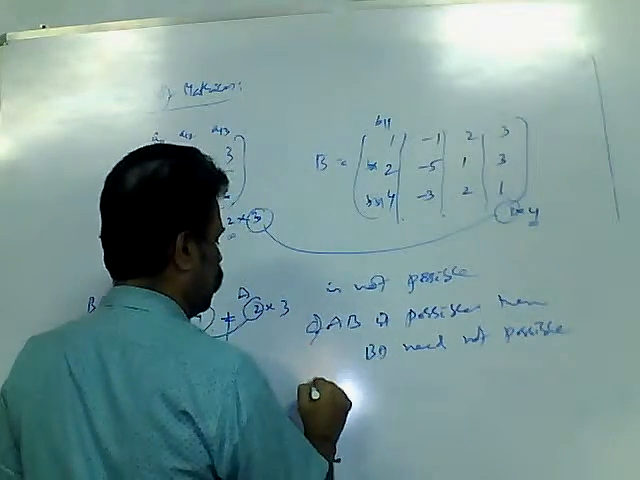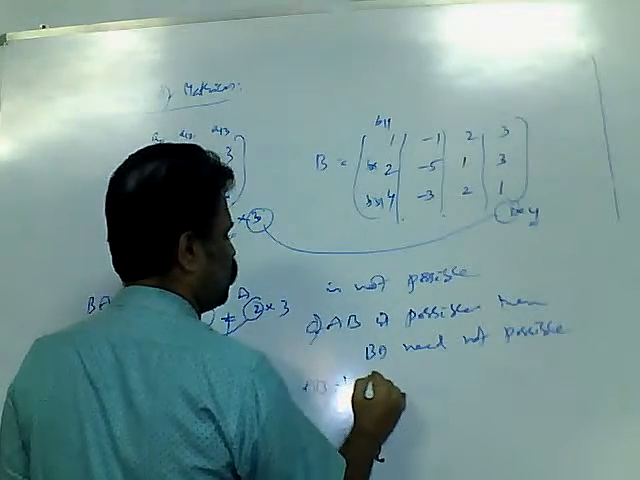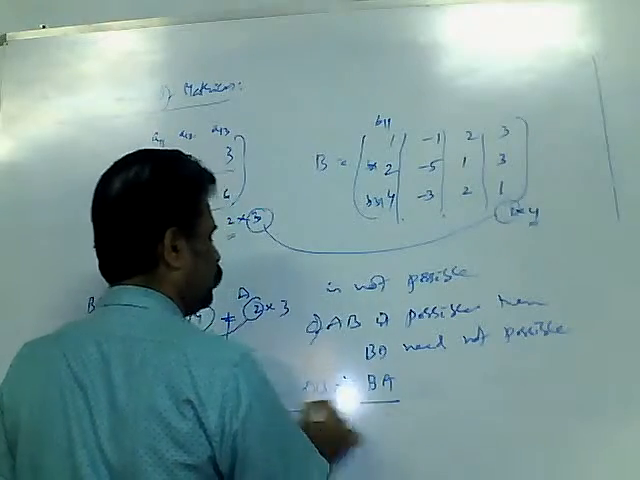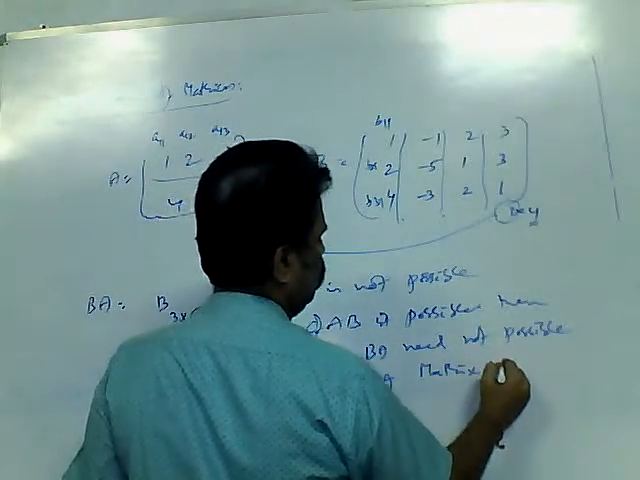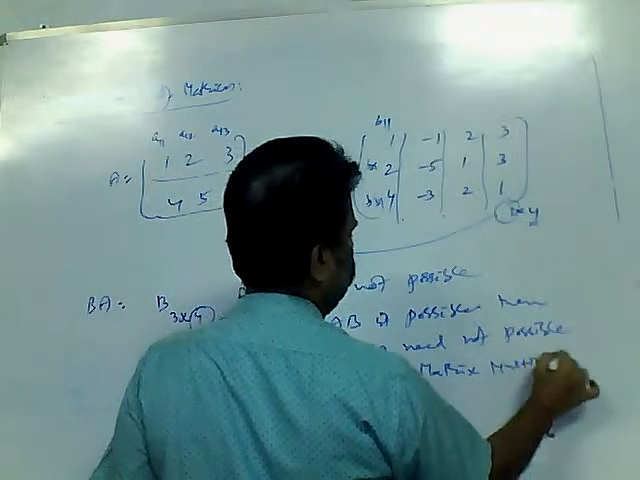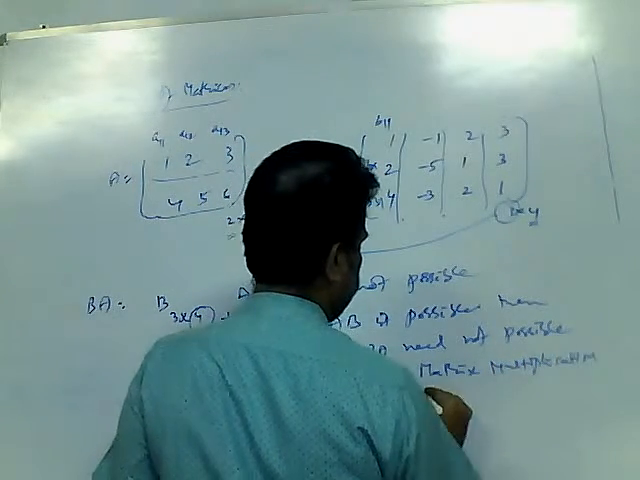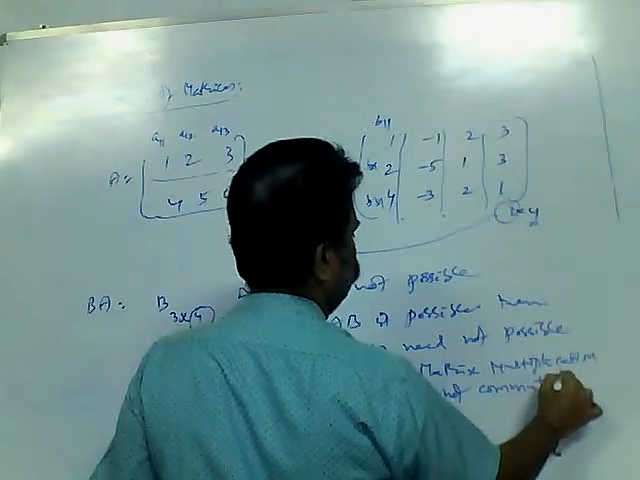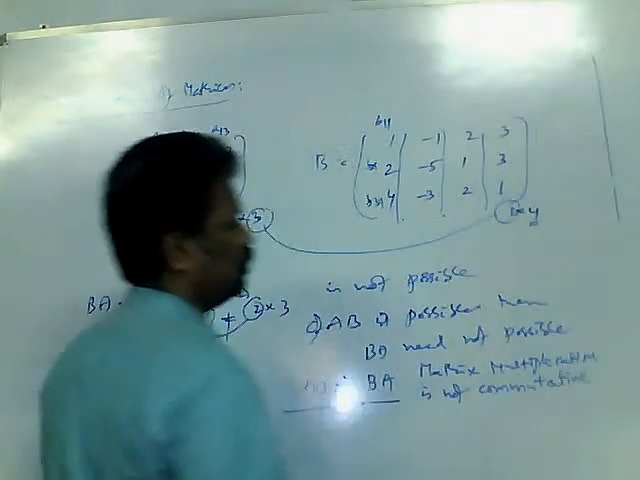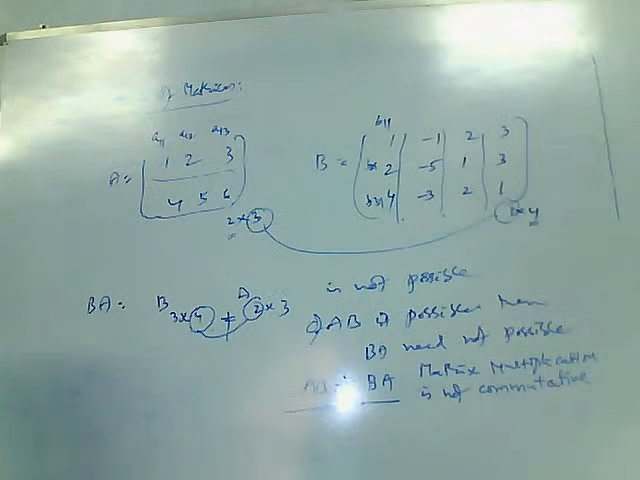Right? So if AB is clearly not possible, then automatically, even if it is possible, they are not equal. AB is not equal to BA. So matrix multiplication is not commutative. You know what is commutative? If AB is equal to BA, that is called a commutative operation. So matrix multiplication is not commutative.